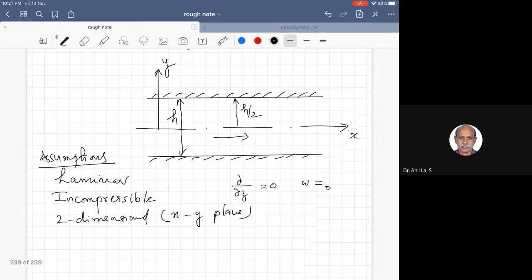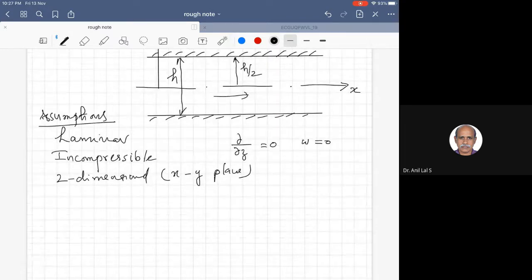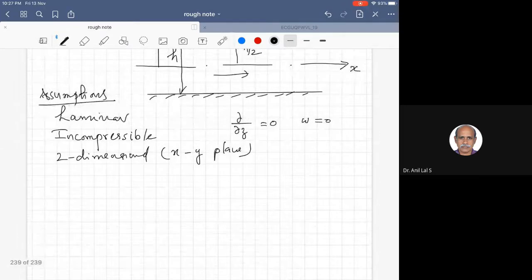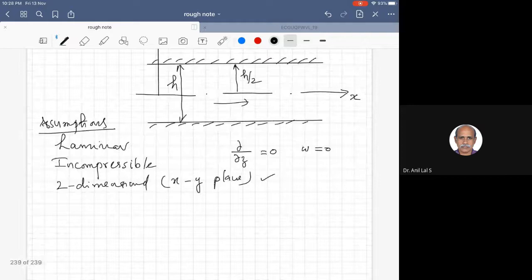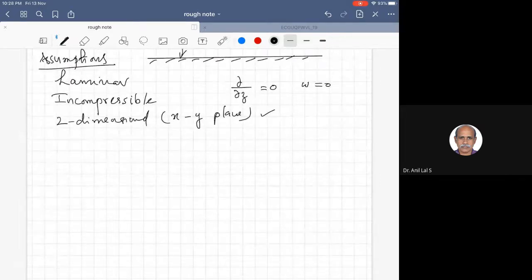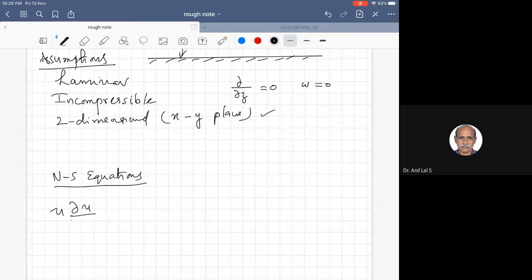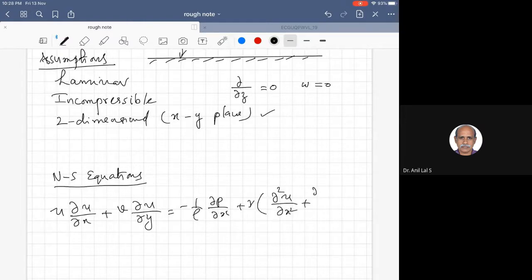And we'll add some more. I will make some more addition to these assumptions later. So for the two-dimensional flow, in the Cartesian coordinate system, we have the expanded form of Navier-Stokes equations. u dou u by dou x plus v dou u by dou y is equal to minus 1 by rho dou p by dou x plus nu into dou squared u by dou x squared plus dou squared u by dou y squared.